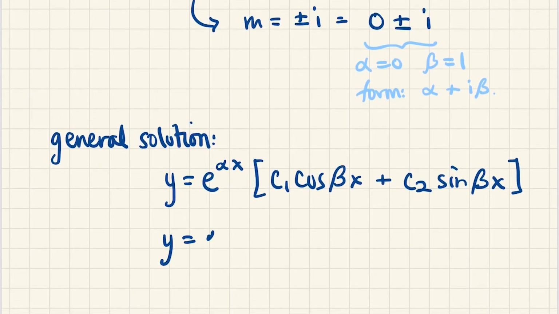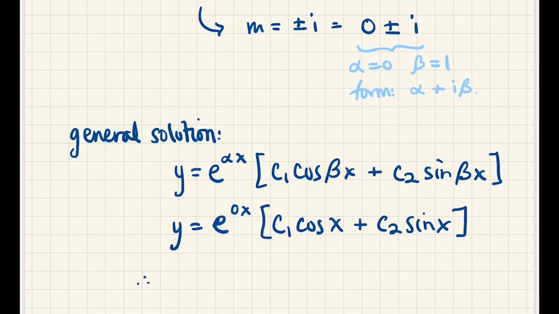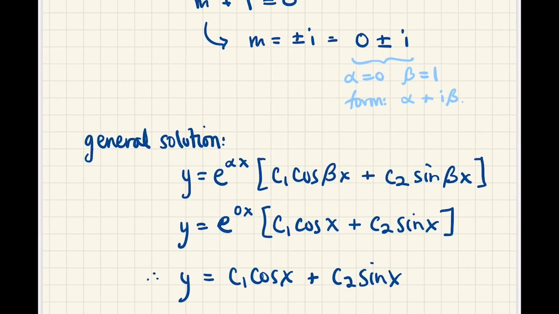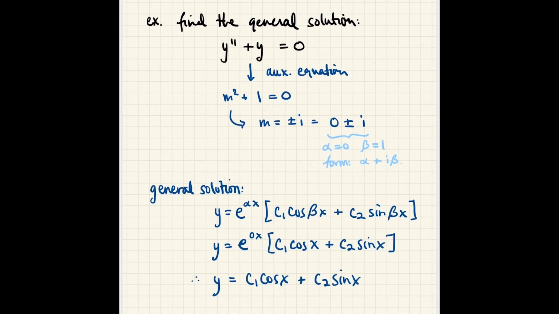So y is e to the alpha. Well, alpha is 0, so that's e to the 0x. c1 cosine of beta, where beta is equal to 1, so this is cosine of x, plus c2 sine of x. And of course, e to the 0 is 1, so we just get y equals c1 cosine of x plus c2 sine of x. And that's the general solution. And clearly you can see sine as an answer. We want solutions in terms of real valued functions, and that's what we have right here.